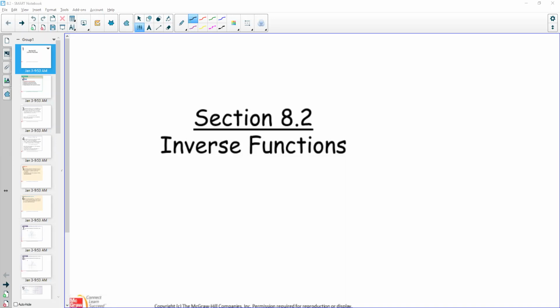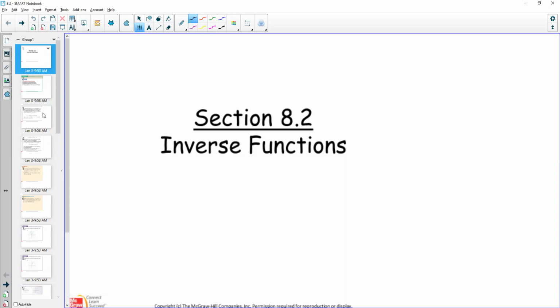Hey everybody, here is 8.2. 8.2 is inverse functions. So the first half of chapter 8 feels a little disparate probably, and then we're going to use all these things as we go on through this chapter. This is the end basically, but it is a longer chapter.